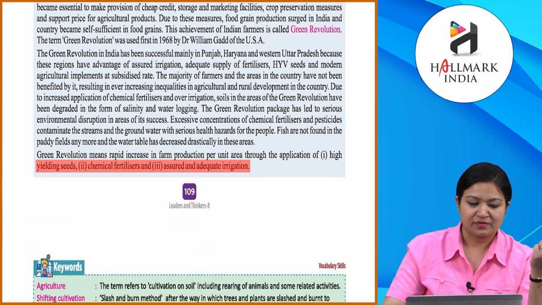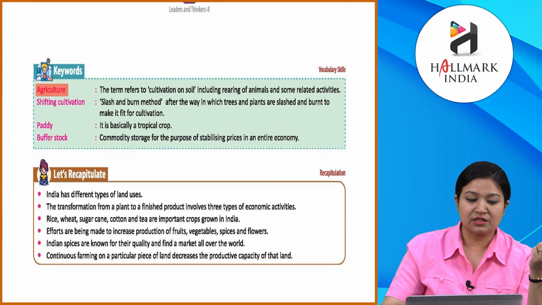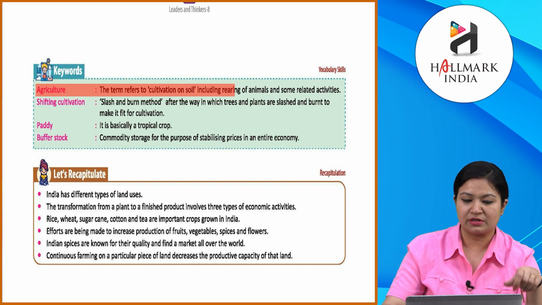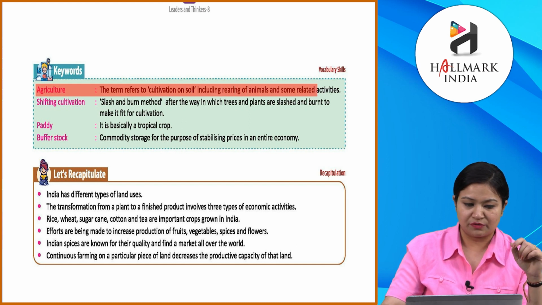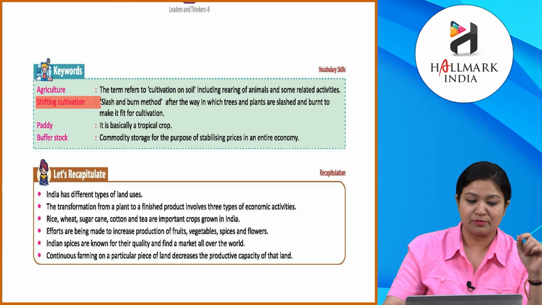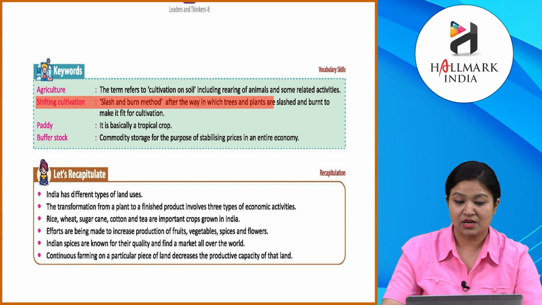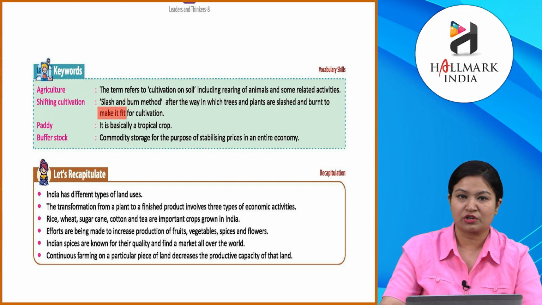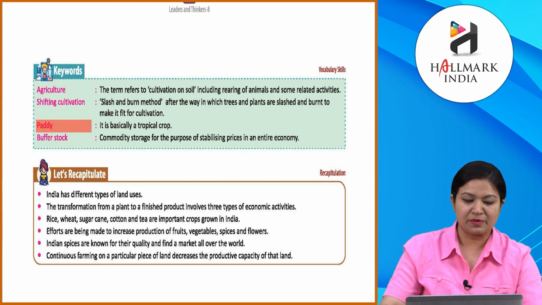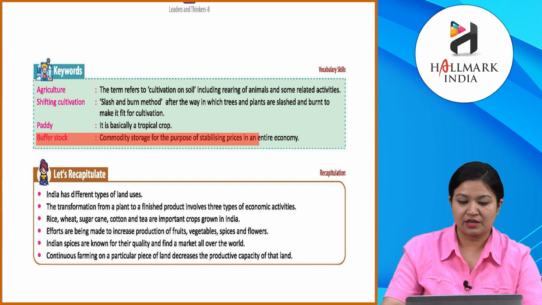Keywords: Agriculture. The term refers to cultivation on soil, including rearing of animals and some related activities. Shifting cultivation, also called slash and burn method, is the way in which trees and plants are slashed and burned to make the land fit for cultivation. Paddy. It is basically a tropical crop. Buffer stock: commodity storage for the purpose of stabilizing price in an entire economy.